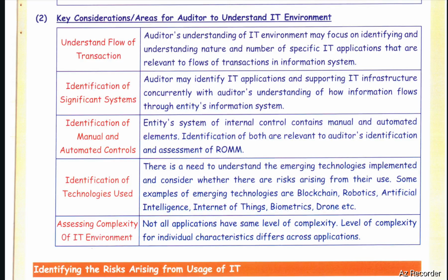Fourth, identification of technologies used. There is a need to understand the emerging technologies implemented and consider whether there are risks arising from their use. Some examples of emerging technologies are blockchain, robotics, artificial intelligence, Internet of Things, biometrics, drone, etc. Fifth one, assessing complexity of IT environment. Not all applications have same level of complexity. Level of complexity for individual characteristics differ across applications.